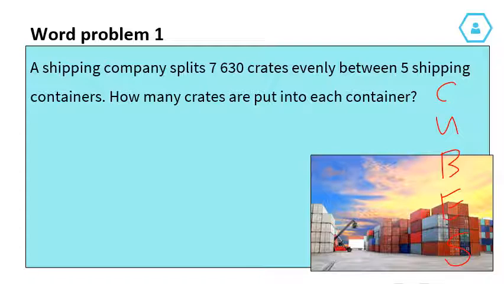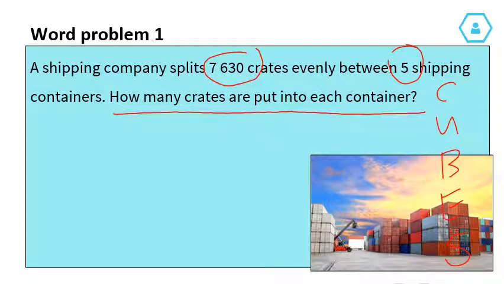Okay, so C stands for circling the numbers. So we've got 7,630 and 5. No other numbers in there. Now also make sure you look out for any numbers that might be written as words as well, because sometimes that can happen. Then I'm going to go to U, which is underline the question. And then B is box keywords.